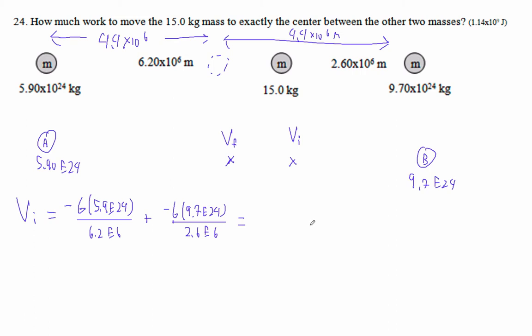Okay, so the opposite of G times 5.9 E24 divided by 6.2 E6, plus, and then this guy here, opposite of G, whoops, forgot my fraction, opposite of G times 9.7 E24 divided by 2.6 E6. 6.2, 2.6, be careful here. All right, okay, let's see.